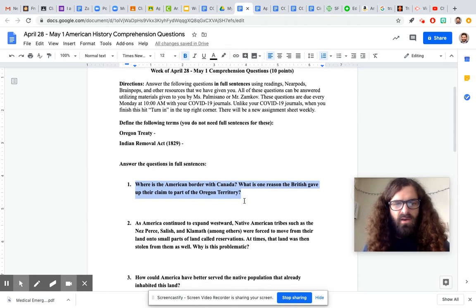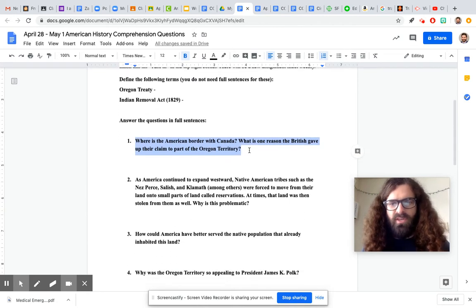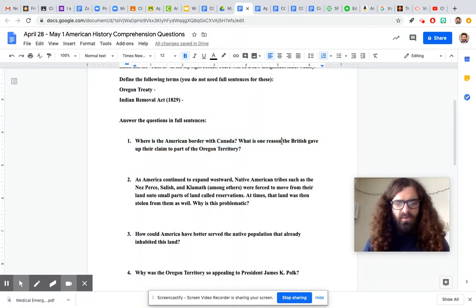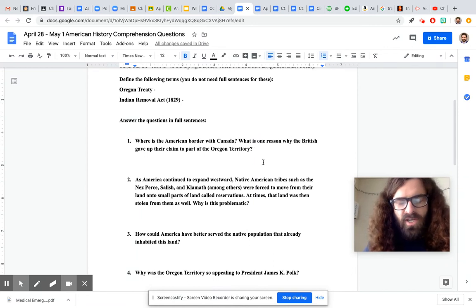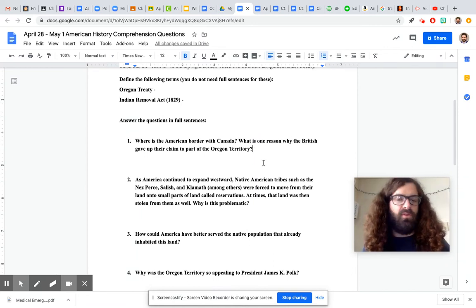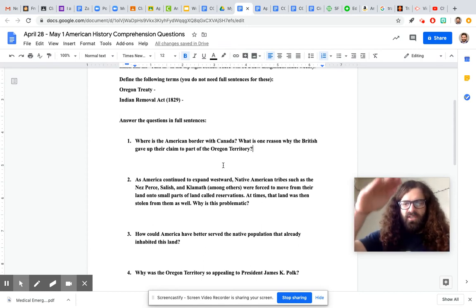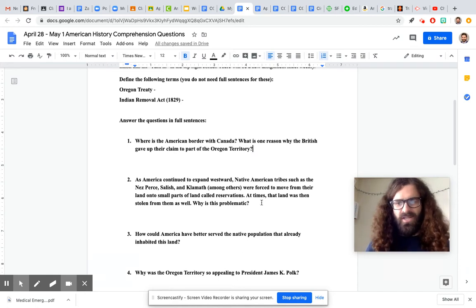Number one, where is the American border with Canada? What is one reason why the British gave up their claim to part of the Oregon Territory? This is the threat of war with the United States, basically. President James K. Polk said, what did he say? 54-40 or fight. Basically saying we want the 49th parallel and everything stretching above and below it, or we're going to fight the British. Basically just trying to scare them so that they would give up the land, and they did.